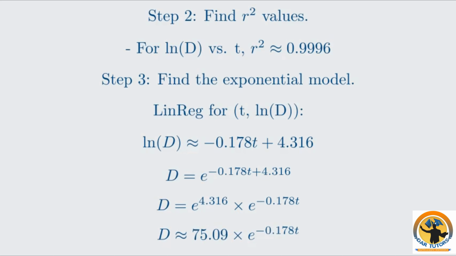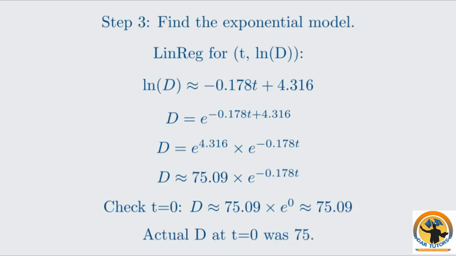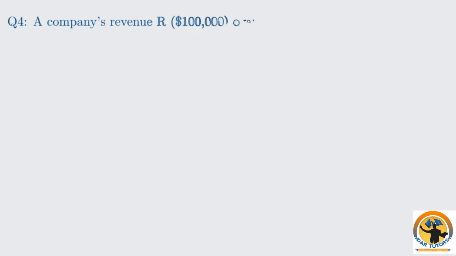Our final exponential decay model is D approximately equals 75.09 times e to the power of negative 0.178 t. The model fits the data very well. For example, when t is 0, the model predicts D is 75.09 degrees Celsius, which is very close to our data point of 75. This indicates a good fit at the start of the process. Question 4.